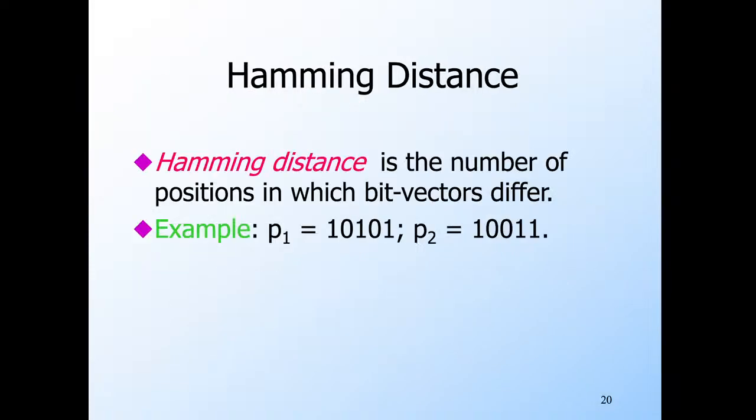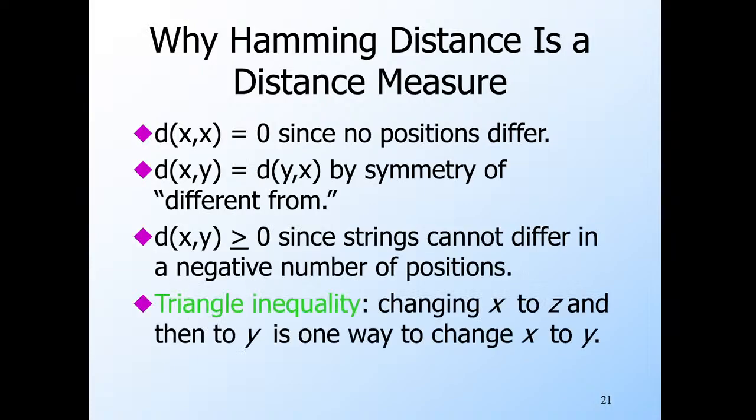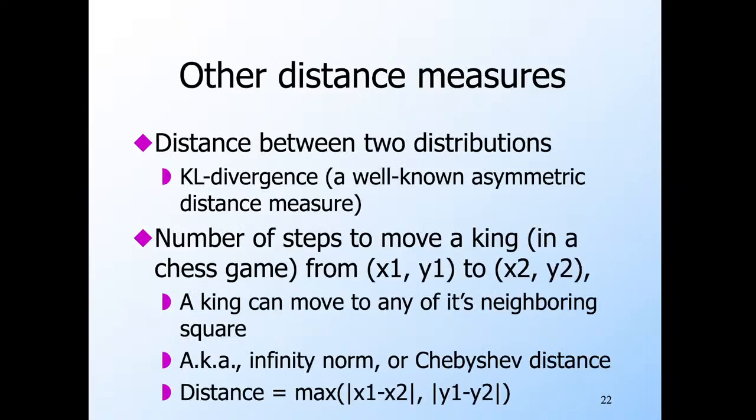Okay, and Hamming distance. Hamming distance simply computes the number of bits that are different. So bit 1 in both P1 and P2, they are 1. Okay, so that's the same. The second bits are both 0. The third bits are different, right? The fourth bit is also different. And the fifth bit is the same. So the Hamming distance is 2 because the third bit and the fourth bit are different. Again, this Hamming distance is a similarity measure.